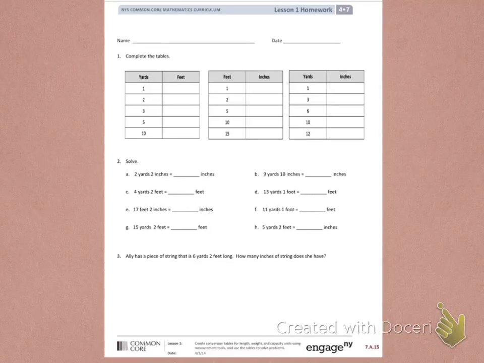Grade 4, Module 7, Lesson 1 homework. Problem number 1. Complete the tables. Today in class, your student learned about how to convert units.